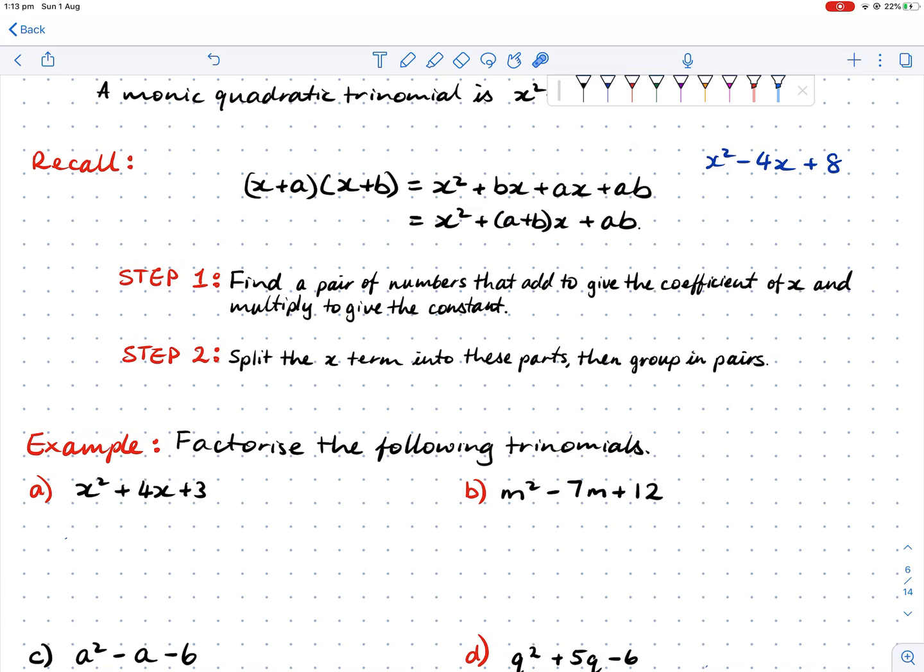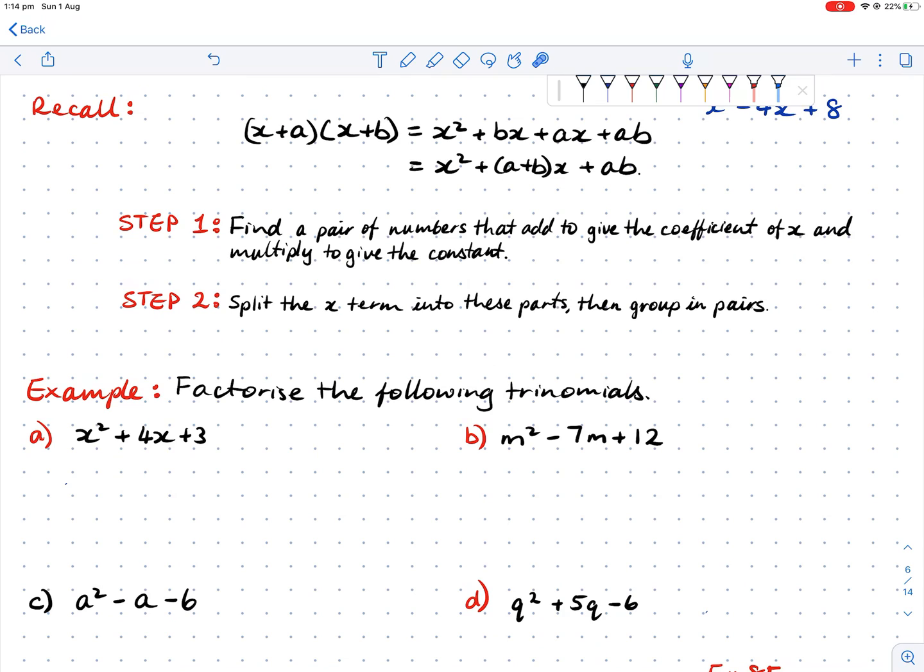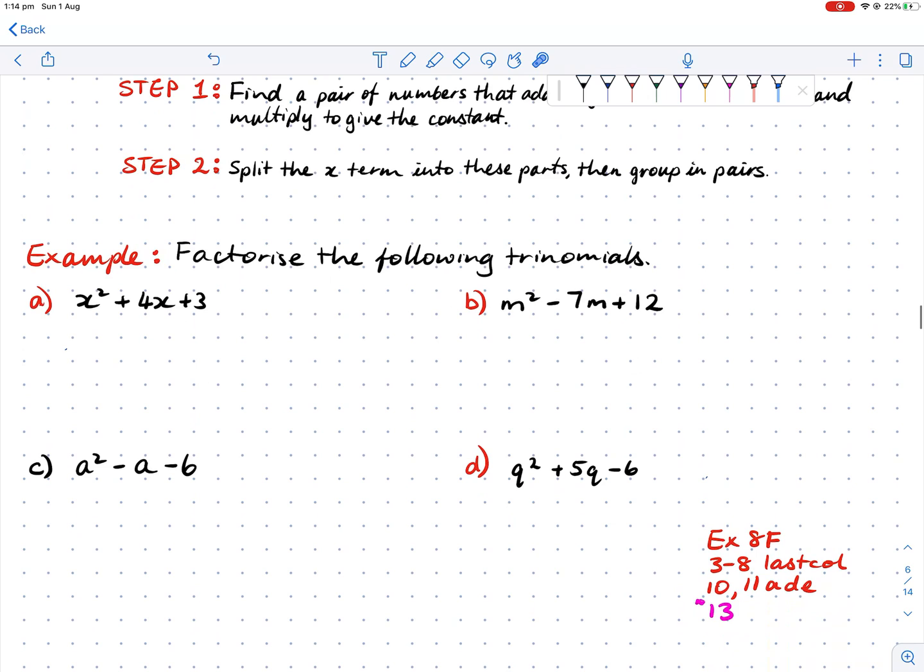So what we're going to do is first find a pair of numbers that add to give the coefficient of x, and multiply to give the constant. What we then do is split our trinomial into 4 terms by splitting the x term, and then we're going to group in pairs. So that's the process that we're going to go through.